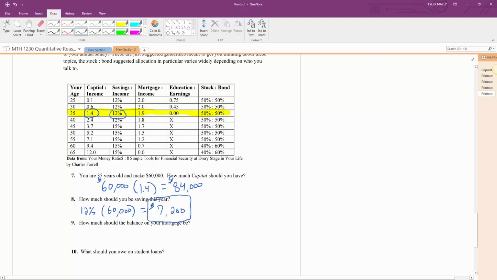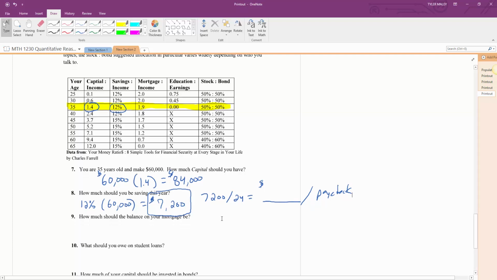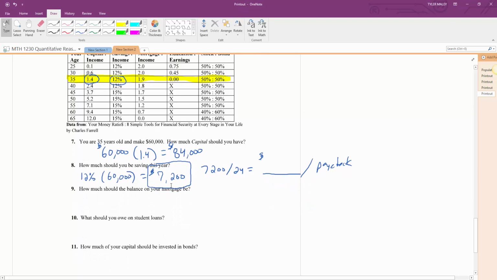So it might be helpful to figure out, well, how much should I put in every paycheck, right, to save the right amount, right? So for example, a lot of companies will pay like twice a month, right? So for example, at Marion Tech, I get paid twice a month, so that's 24 pay periods. So I could take $7,200, divide by 24, and this would tell me how much money I should save per paycheck, right? That way I can plan accordingly, right? So that might be helpful. You might want to break it out by month or week or so forth, right? Just depending on your needs, right? So this is just how much we should be saving per year.